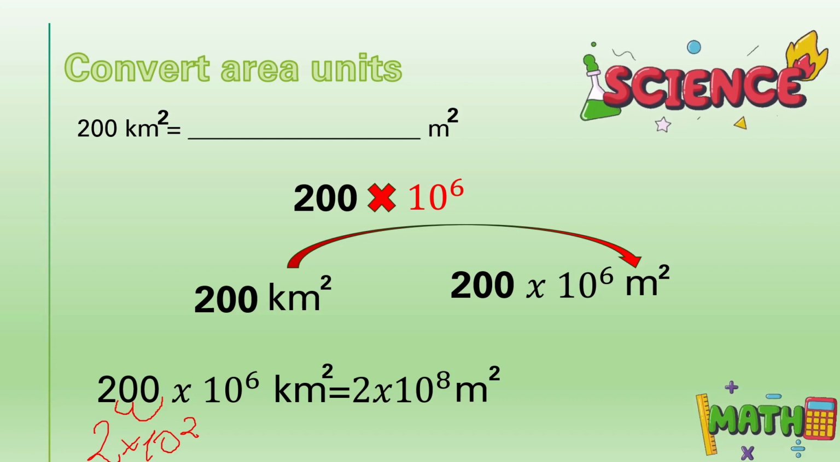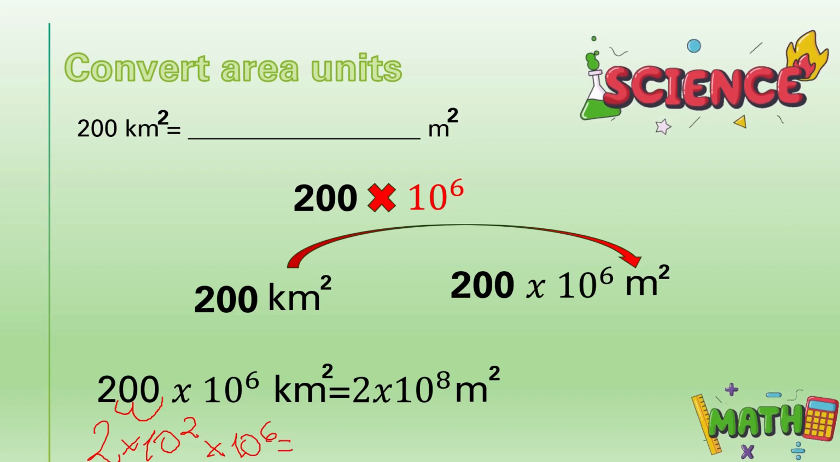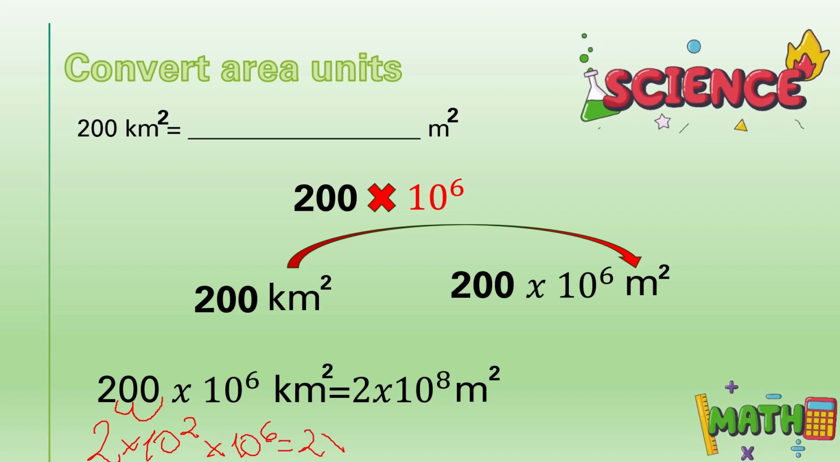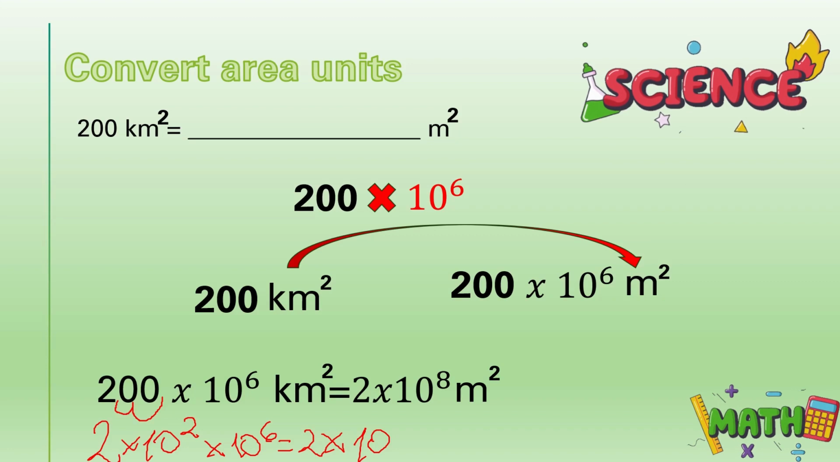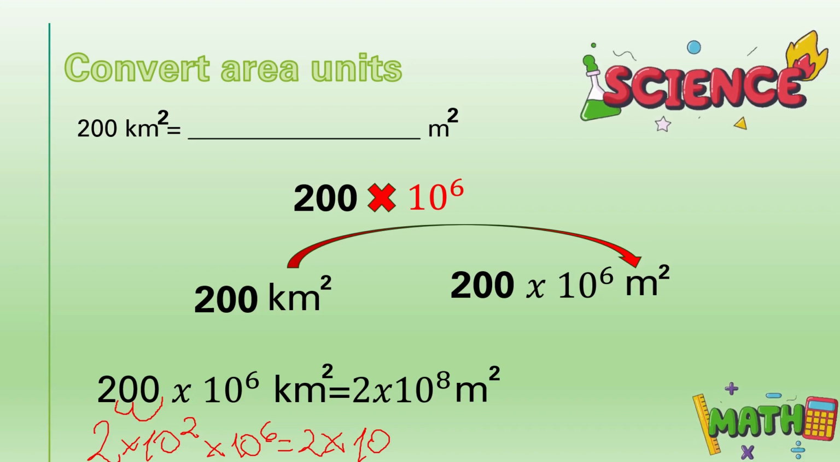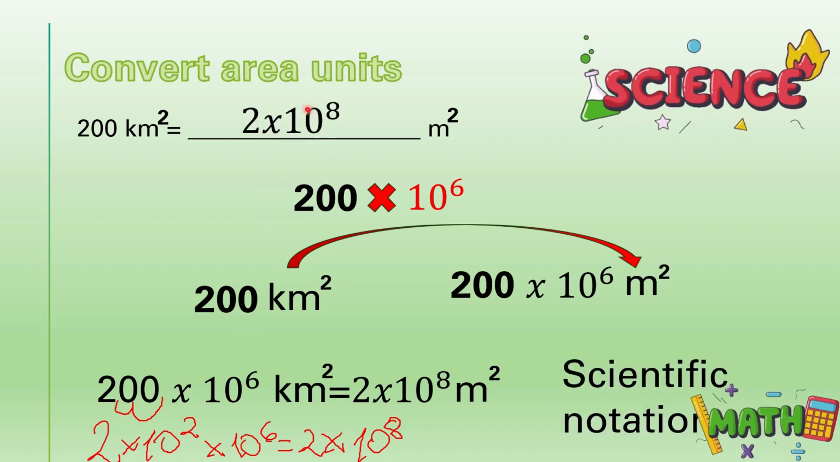Then it will be times 10 on the power of 6, which in the end gives us 2 times 10 on the power of, we have here 2 and here 6. When it's multiplication between them, then you add the exponents. So 2 plus 6 gives us 8. So basically the answer will be 2 times 10 to the power of 8 meters squared.